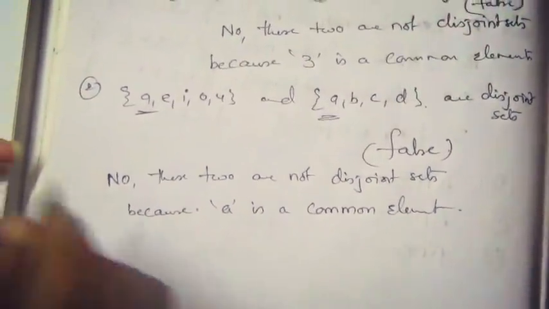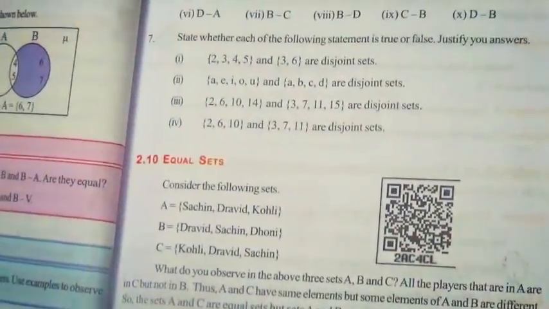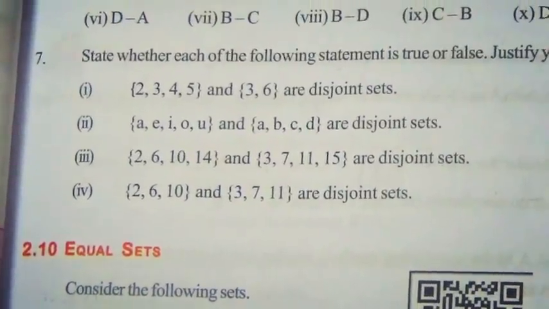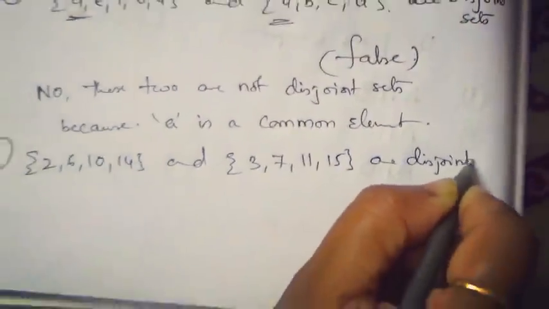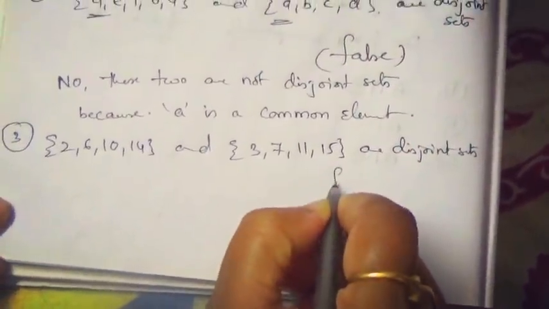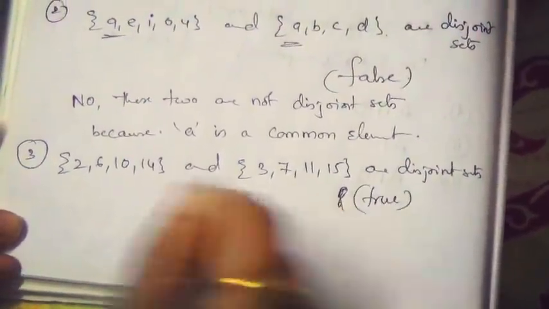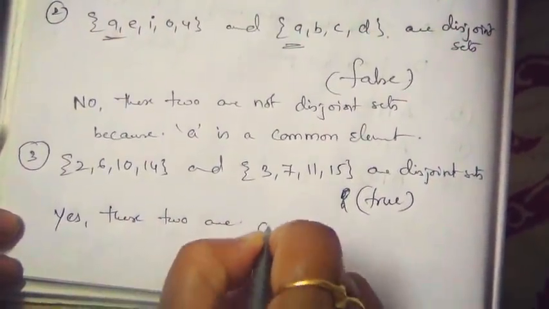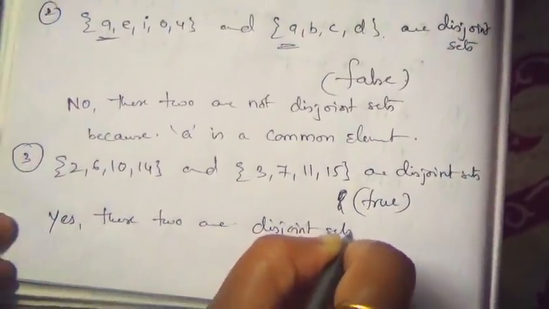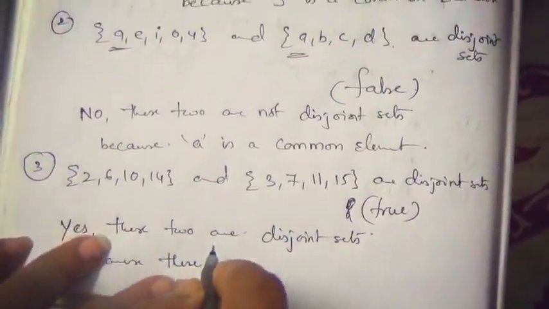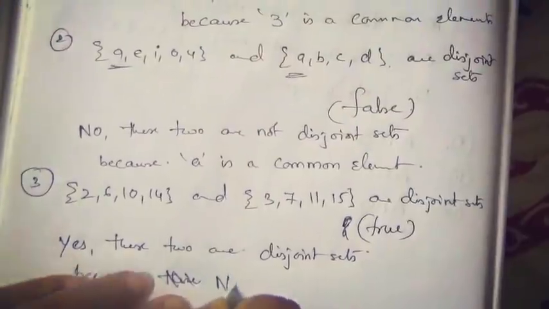Okay. Third one. 2, 6, 10, 14 and 3, 7, 11, 15 are disjoint sets. Is it true? Is there any common element? No, right? True. Yes, these two are disjoint sets because there are no common elements.